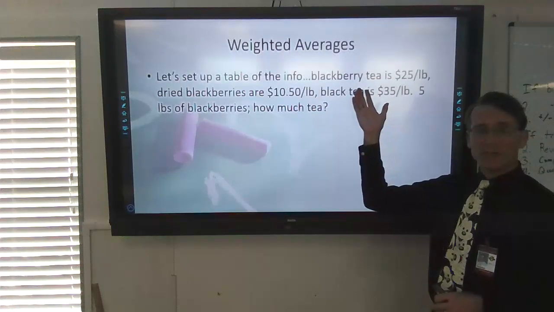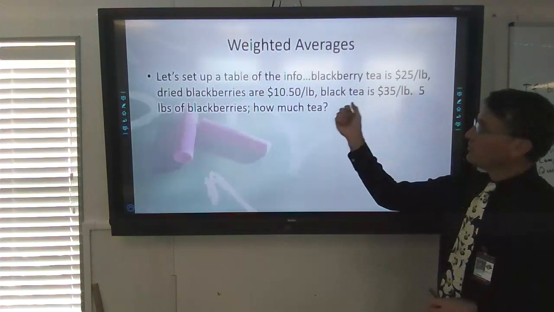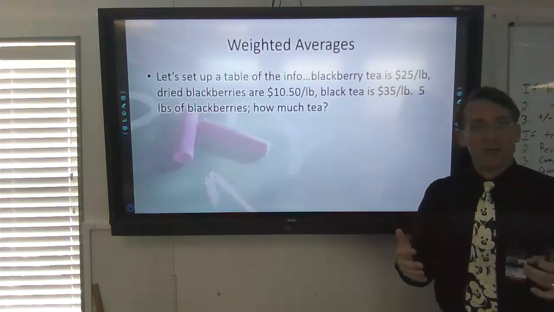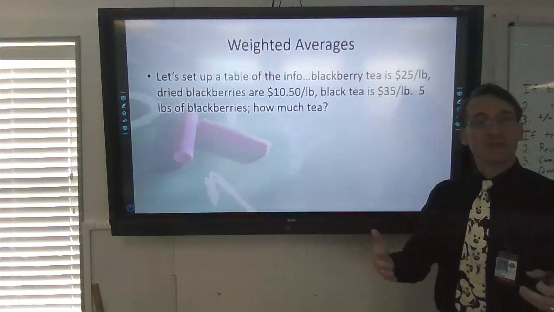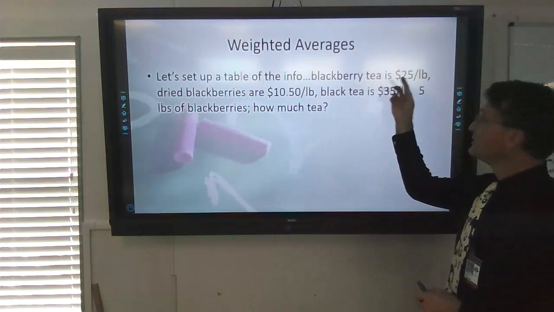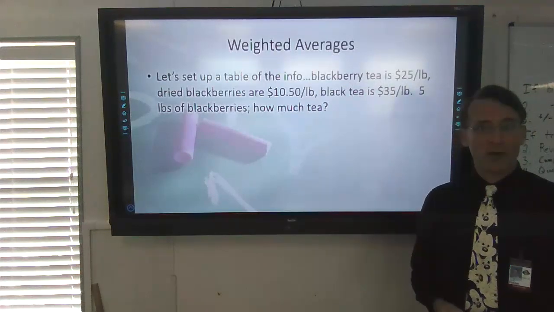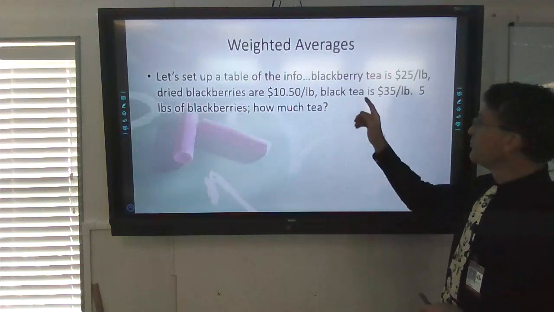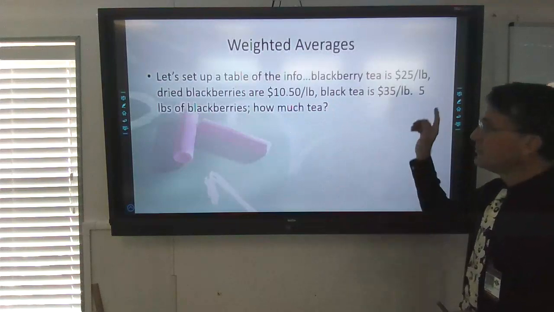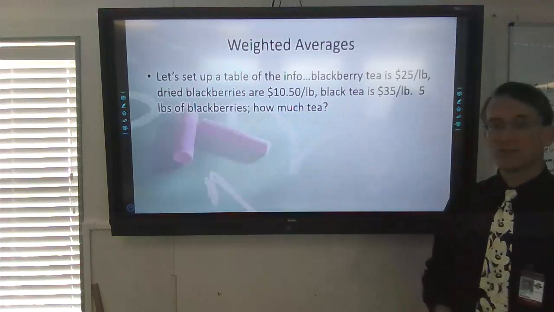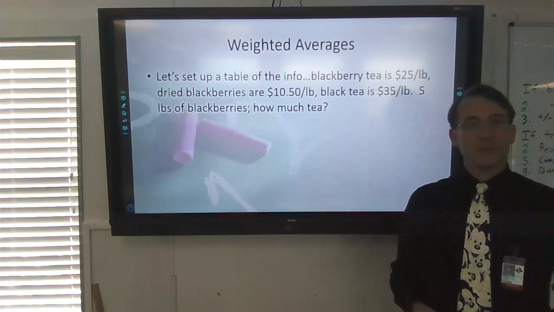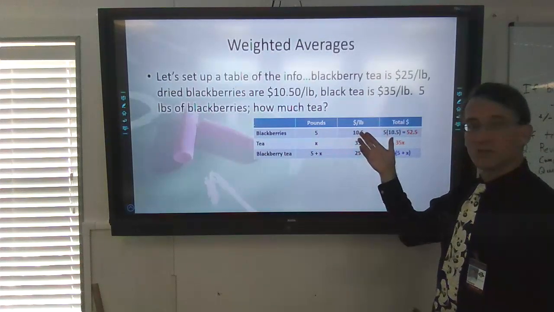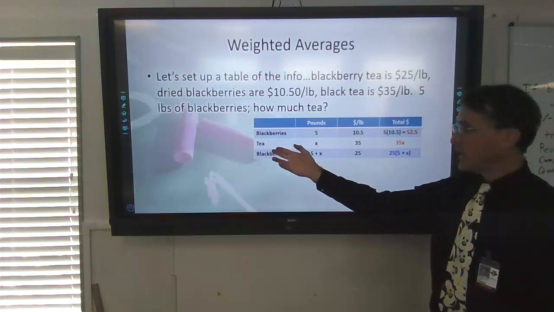Let's say we have blackberry tea and also black tea that we're making a mixture, and we want a certain amount of that mixture as far as price. For the blackberry tea, it is sold at $25 a pound. For the dried blackberries, it's $10.50. Black tea is $35 a pound, and 5 pounds of blackberries. How much tea do we have? Setting up our table, I have blackberries, the number of pounds, and how much it is per pound. I have the black tea.